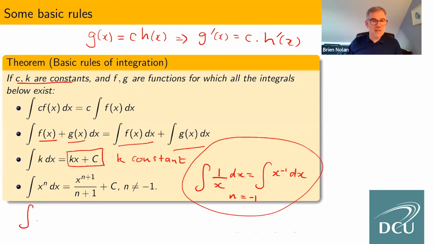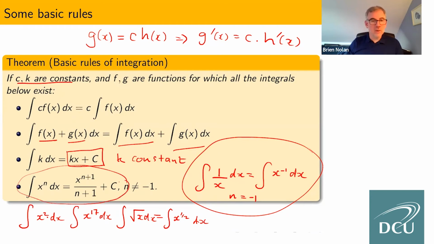But for things like the integral of x squared, the integral of x to the power of 17, the integral of the square root of x, which is the integral of x to the power of 1/2, we can use this rule. And sorry, that's terrible because I should have dx written down all the way along there. Okay, so for all of these examples, we can use this rule here, which, like I say, comes from reversing the corresponding rule of differentiation.